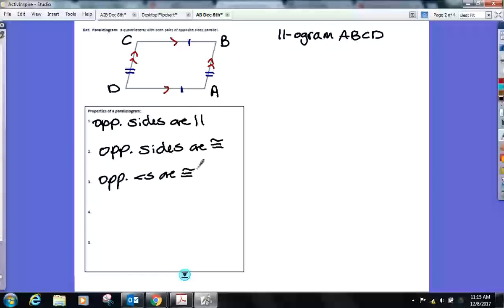So let's label our opposite angles. Congruent. So D congruent to B. Angle C congruent to angle A.